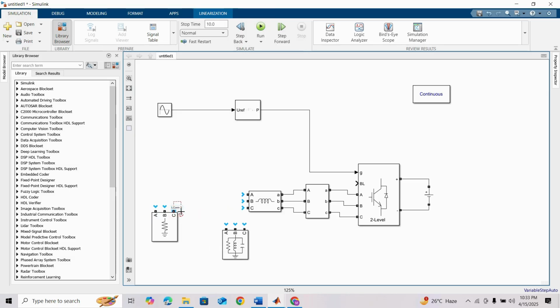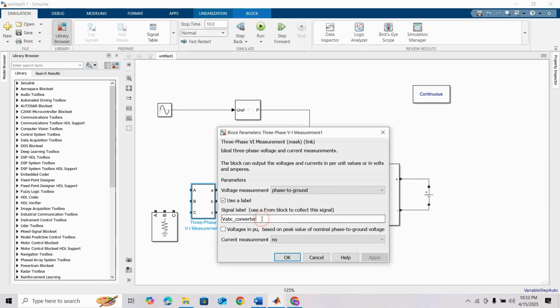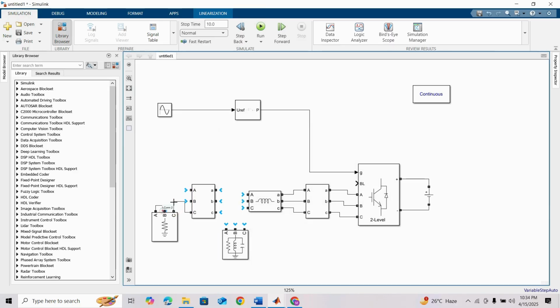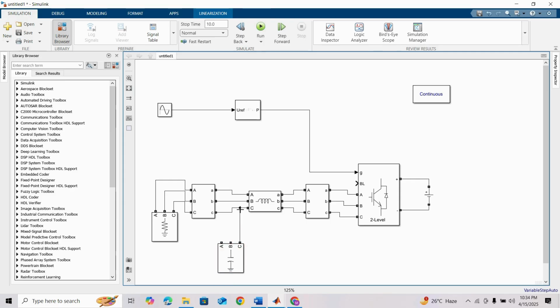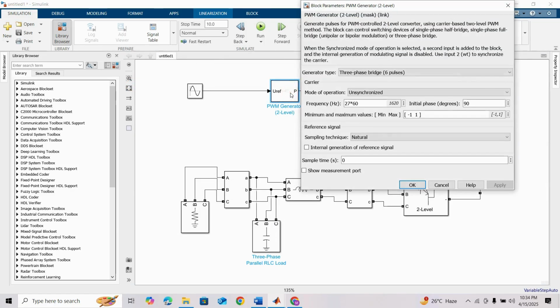Now connect the, sorry, again I need the VI measurement block here, and the signal level like VABC load. Click OK, and connect this to A. In the capacitive load this will also be 150, frequency 50 Hz, active power 0, inductive reactive power 0, and the capacitive reactive power will be like 3 kilowatt. Now connect this in parallel. I have checked the frequency, and the frequency is okay.